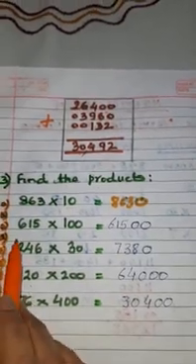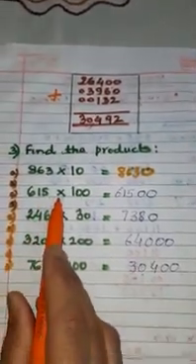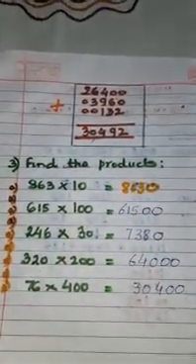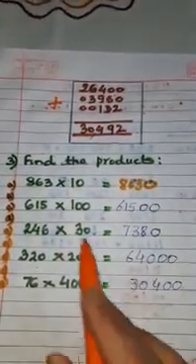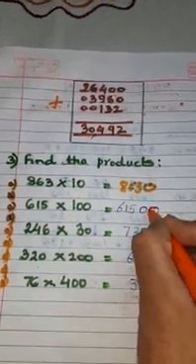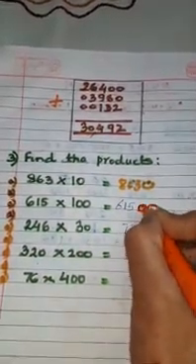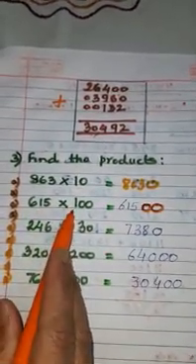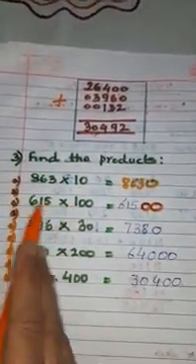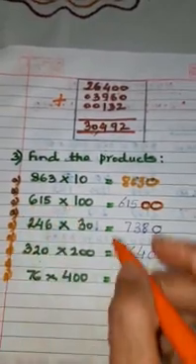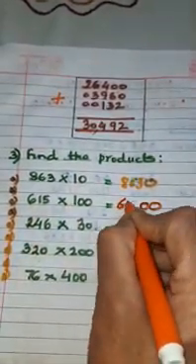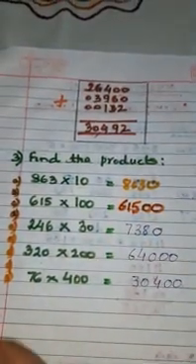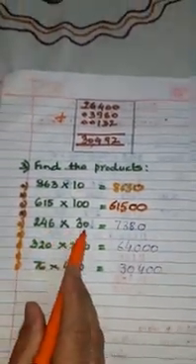Now here we could see 615 into 100. And in 100 how many zeros can you see? Quickly tell me how many zeros you can see? 2. I have written these 2 zeros. And 615 into 1. Same number will come because we are multiplying this number by 1. So I have written the answer 615.